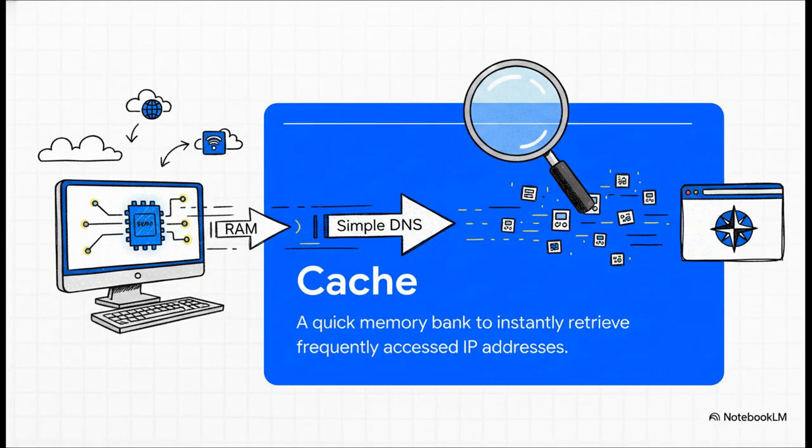So, the absolute first thing your device tries to do to bridge this gap is to take the fast lane. This fast lane is what we call simple DNS, and its secret weapon is the cache. In really simple words, a cache is just a quick memory bank. It's used by your browser or your operating system to instantly retrieve IP addresses you've accessed recently. Because it lives in your device's RAM, which is like its temporary, incredibly fast working memory, grabbing that info is practically instantaneous. Whenever you want to visit a website, your computer always checks its own local memory first. It's basically asking, hey, do I already know the way? Which saves you absolutely crucial time and bandwidth.